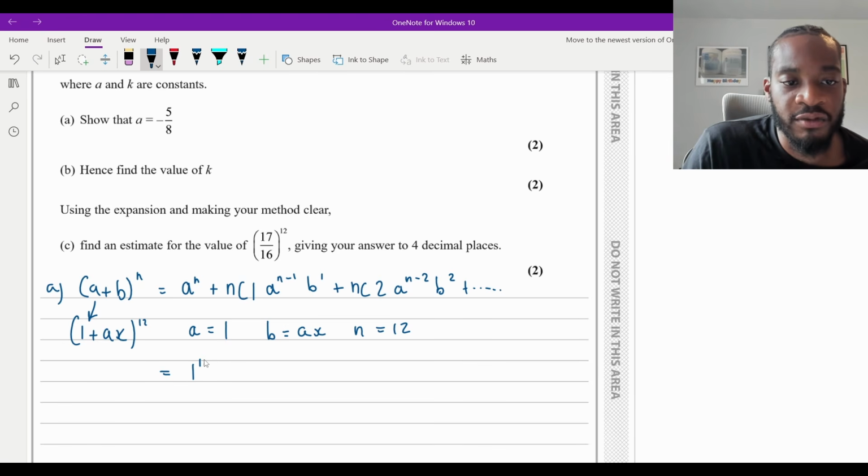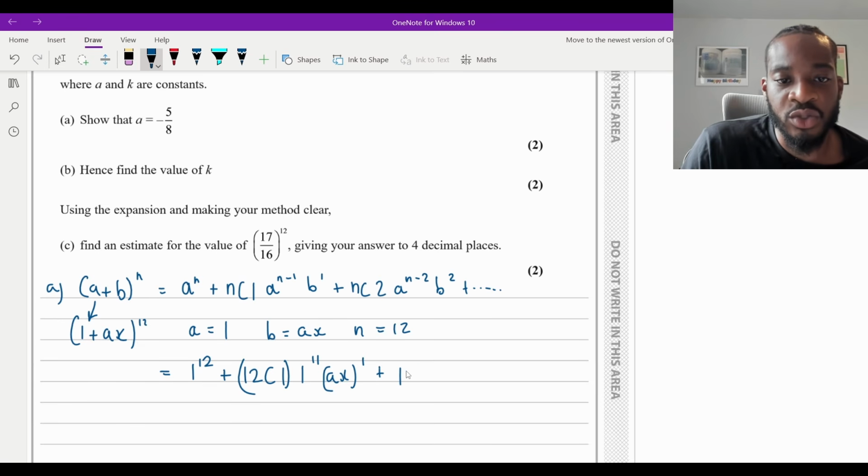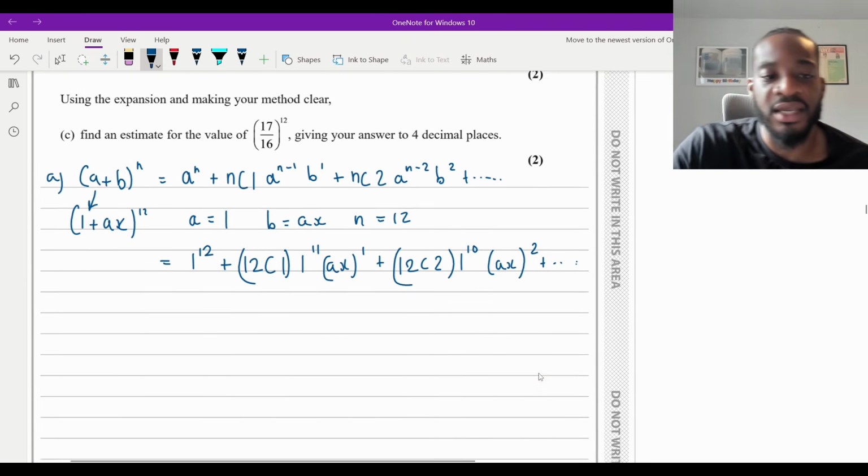So it's going to be equal to 1 to the 12, 1 to the n, plus 12 choose 1, and then it's going to be 1, let me put a bracket around here, 1 to the power of 11, power drops by 1, and then b is ax, so ax to the power of 1, plus, not 1, nC2 now, so 12C2, and then 1 to the 10, and then b, which is ax to the power of 2. And now it's just a matter of expanding that and seeing what we get.